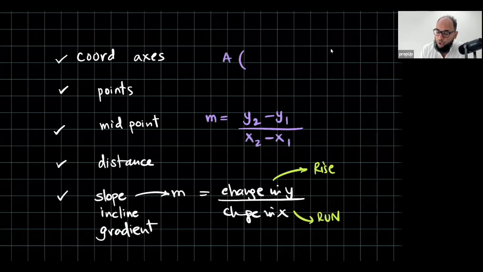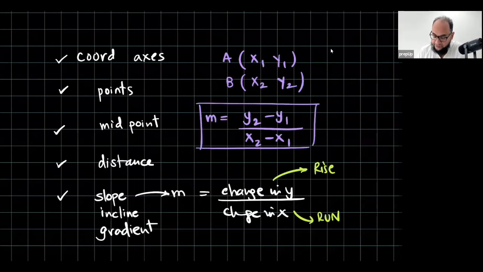Let's say there is a point A, the coordinates are x1, y1. There is another point B, the coordinates are x2, y2 respectively. So what is the formula for gradient? That is right over here.